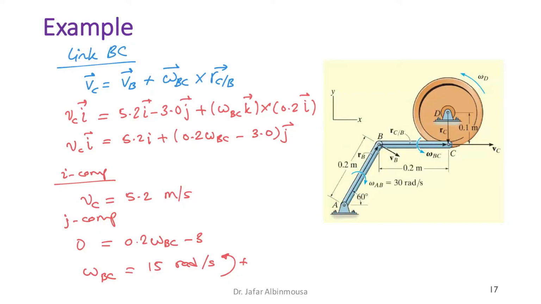Why? Because we considered that omega here, when we say that omega BC multiplied by K, we assume that this K is the positive K. Positive K is coming from I crossed by J. So let me just clear it up. So this is I by J, which gives you positive K. And since the answer came out to be positive, it means that our assumption is correct.